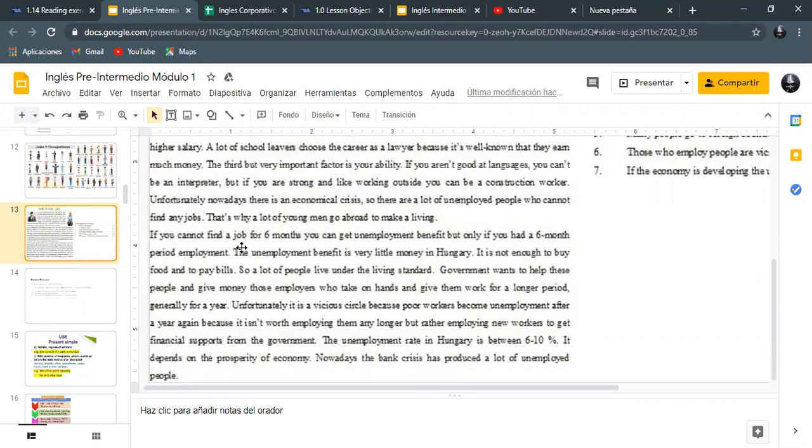If you cannot find a job for 6 months, you can get unemployment benefits. But only if you have a 6 month period of employment. The unemployment benefit is very little money in Hungary. It is not enough to buy food.